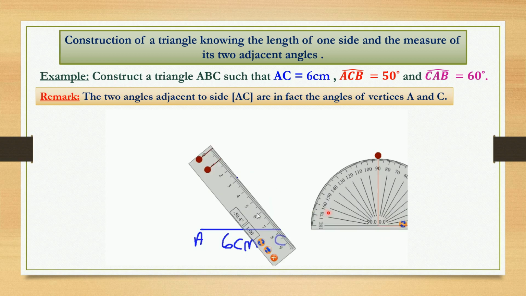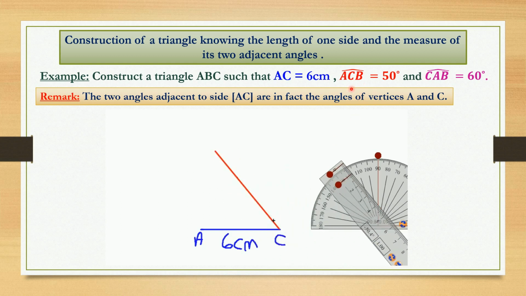Then using our ruler, we draw a semi-line. It doesn't matter how long we draw it, because we don't know where the point B is yet. Then we write the measure of this angle, it's 50 degrees.